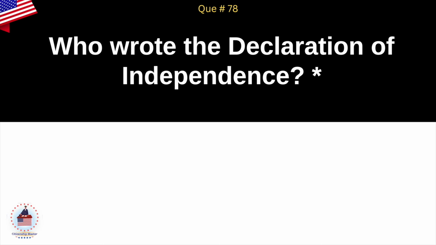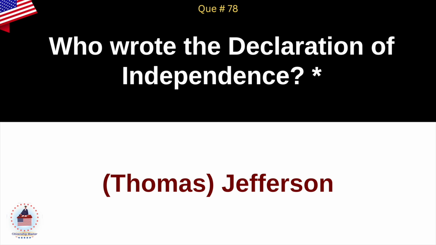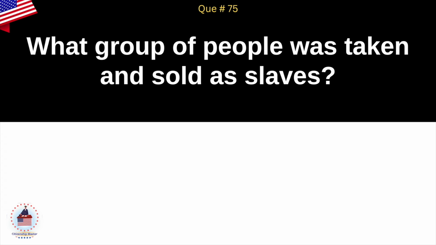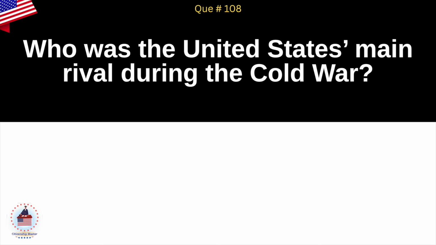Who wrote the Declaration of Independence? Thomas Jefferson. What group of people was taken and sold as slaves? Africans. Who was the United States' main rival during the Cold War? Russia.